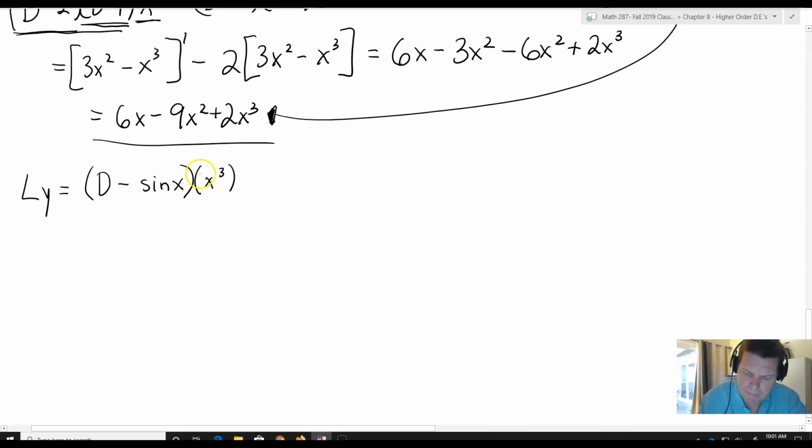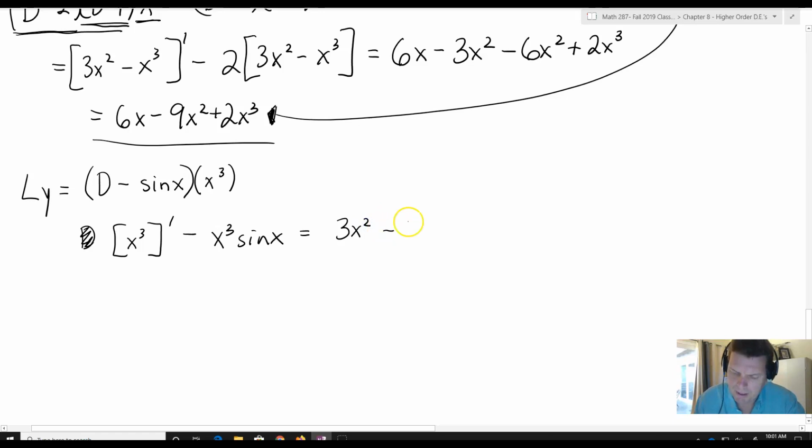So now, if I look at this, I'm going to take the first derivative of x cubed, minus x cubed sine x. That's the linear operator. That's how it works. And so this will end up giving me 3x squared minus x cubed sine x.